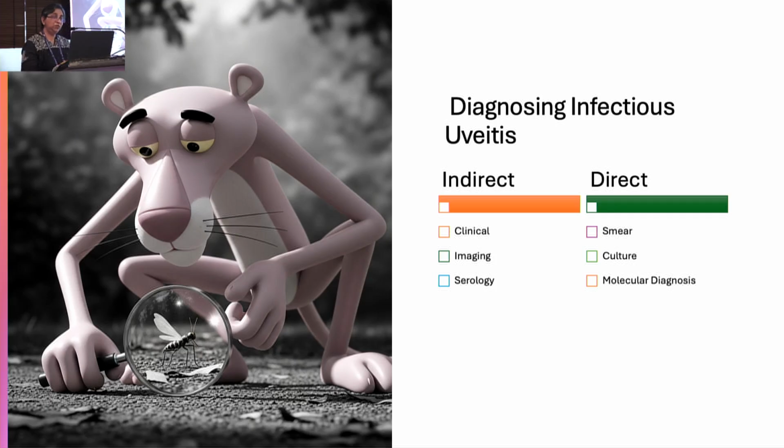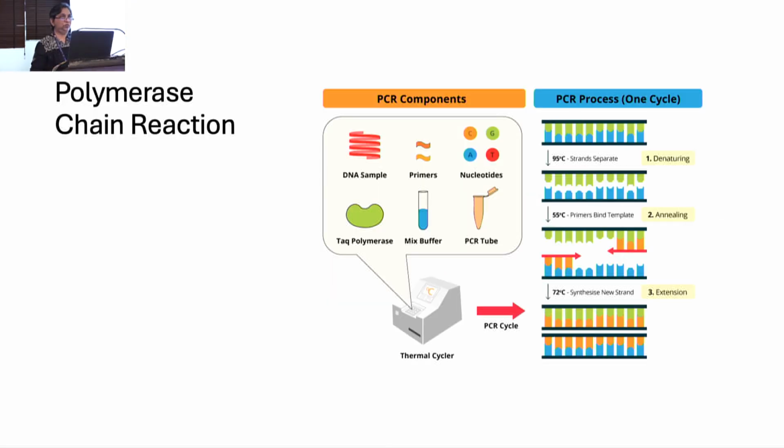But ideally, if you want a definitive diagnosis, you should be able to isolate the organism either by smear or culture from the tissue. Now, you know that the sensitivity and specificity of these two tests is rather poor. And many of the organisms which cause uveitis, like viral and toxo, are not very easy to culture. So the next best thing is to identify the genetic material of the organism in the tissue by means of molecular diagnosis. So I just want to go through the types of molecular diagnosis that are available to us.